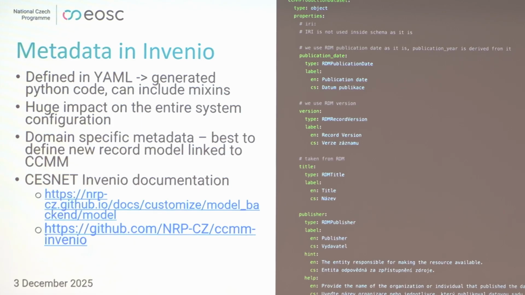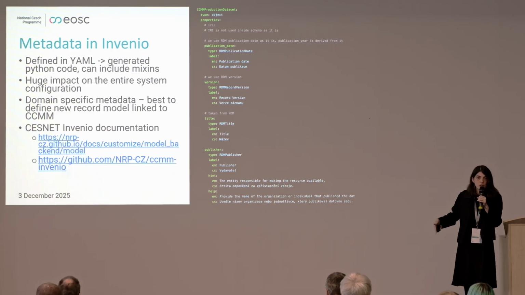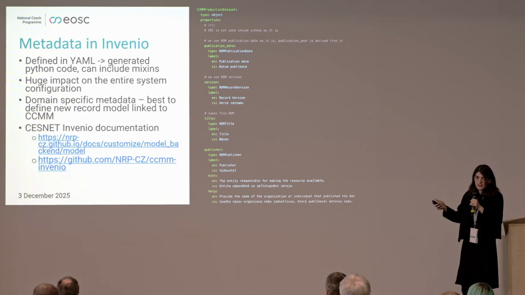This is a screenshot from GitHub about the metadata model with CCMM using Invenio RDM components. This is all publicly available. Links are in the presentation. The metadata model has a huge impact on the entire rest of the system. It determines what the filtering will look like, what the components will look like. If it's not in the metadata, you can't really use it anywhere else, unless it's determined by it.